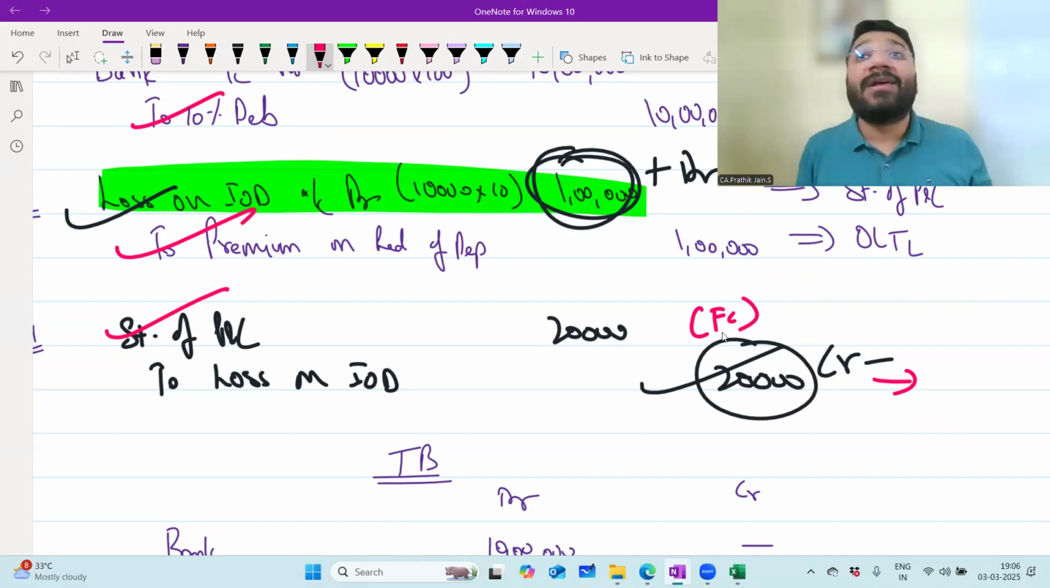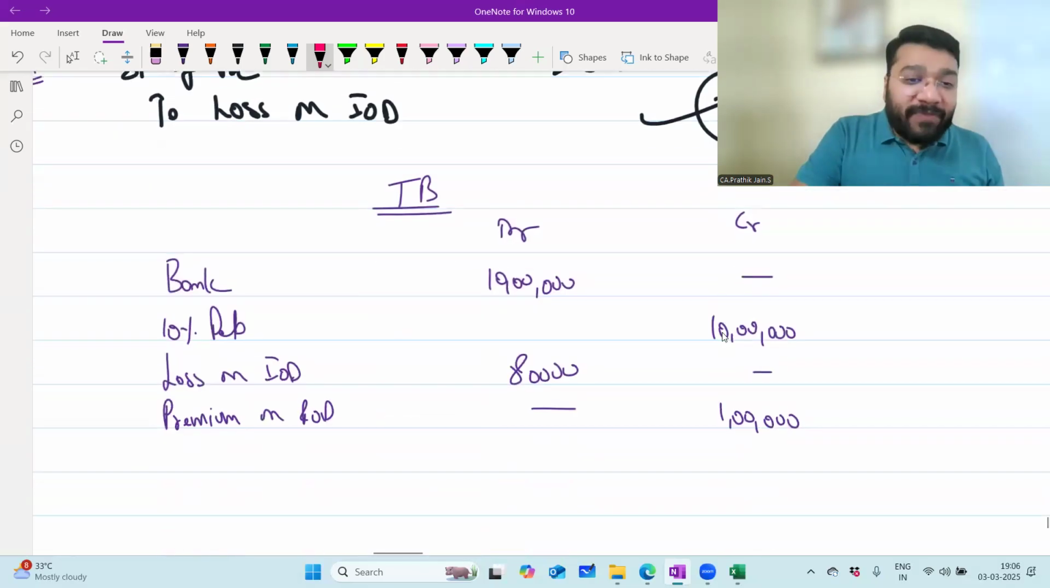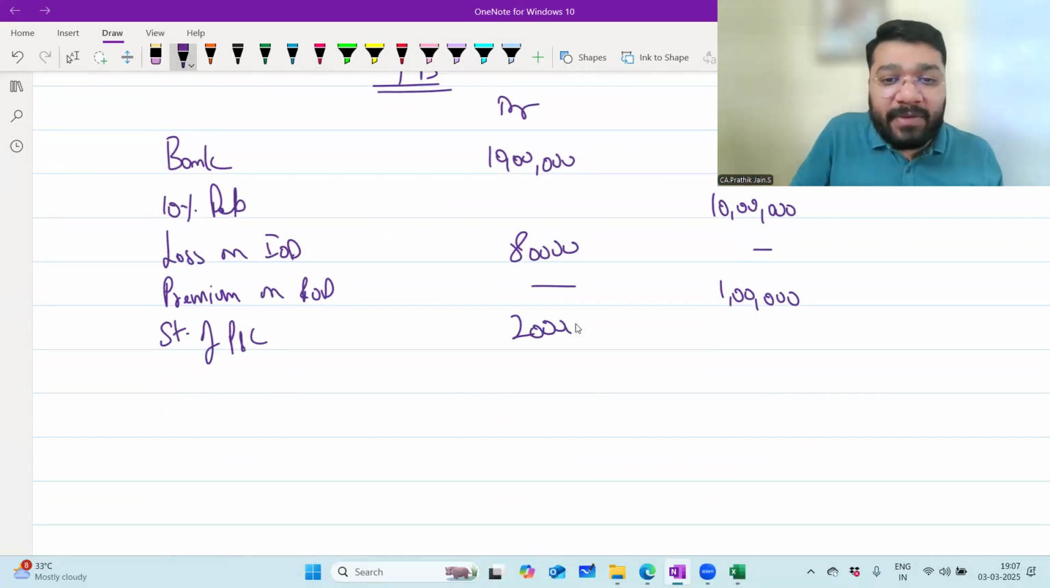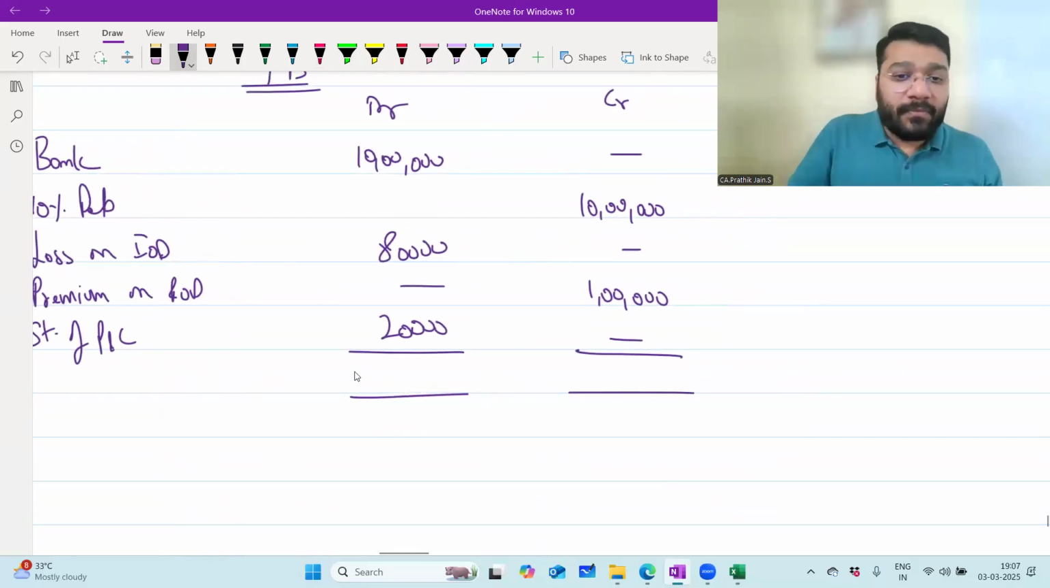Loss is having what balance? Debit or credit balance? Loss is always debit balance. Profit is always credit balance. So if I put statement of P&L in debit column, do you have any problem? Statement of P&L, 20,000, online people, do you have any problem? No, sir. Please total and tell me, is the total matching or not matching? Yes, sir. 11 lakh? 11 lakh. Correct?